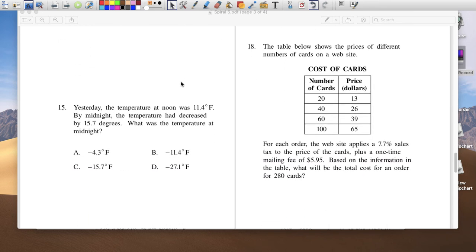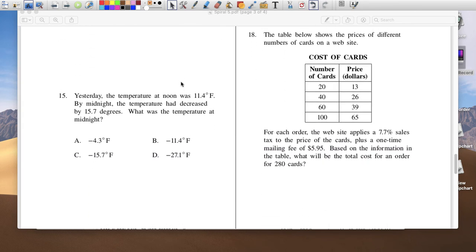Yesterday the temperature was 11.4. So you were here, 11.4 positive, and then it went down by 15.7. So you're going down 15.7. Where are you now? Where is the temperature now? So you definitely know that it's colder, right?